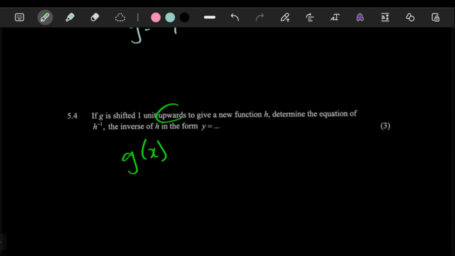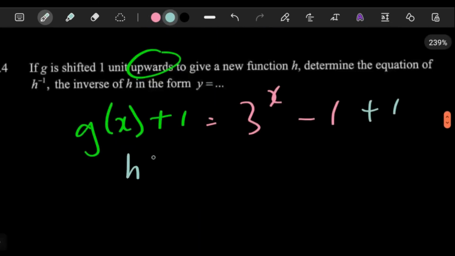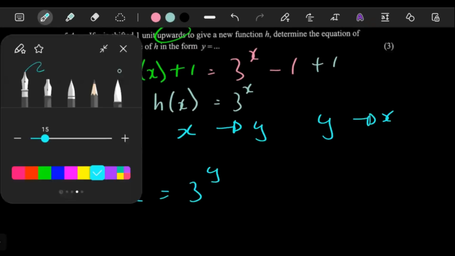So getting the inverse of this, what we know is x becomes y, y becomes x. So this whole thing here becomes your x, and this here becomes your y. If you're going to make y the subject of the formula and it's an exponent, you write y is equal to log, and then whatever base that is. That's all you need to keep in mind for this kind of equation.